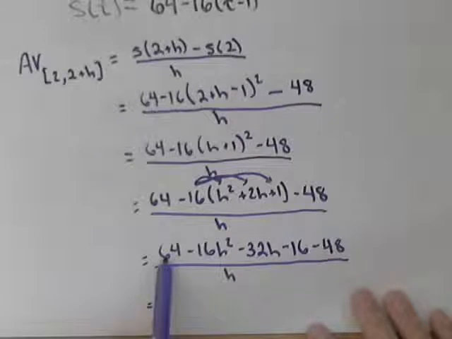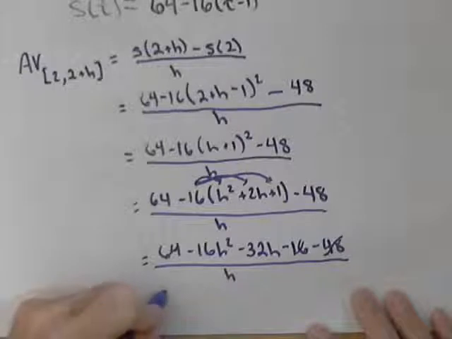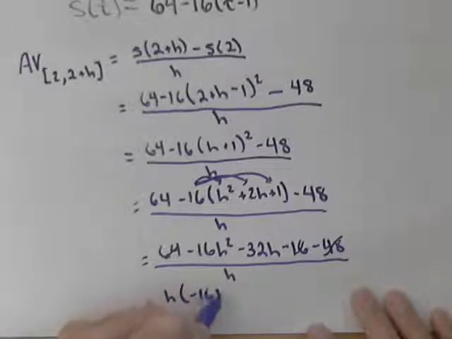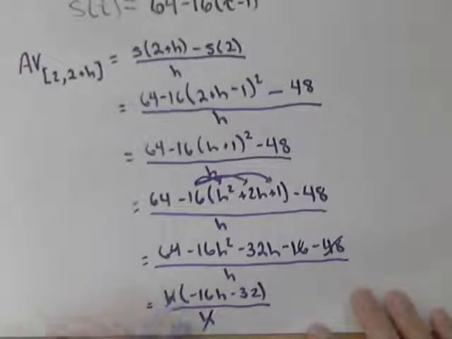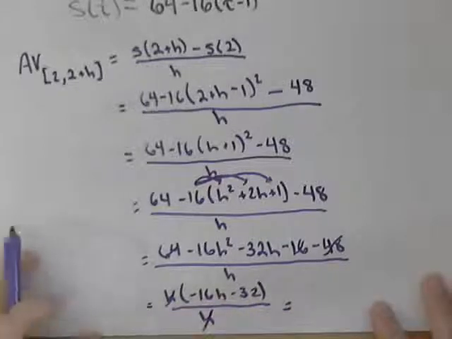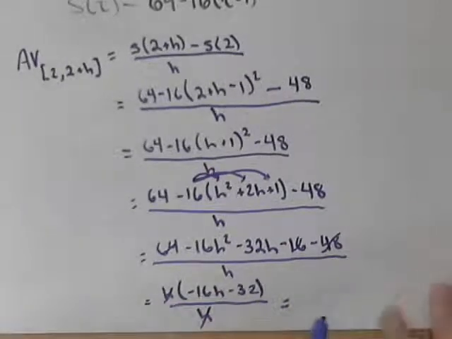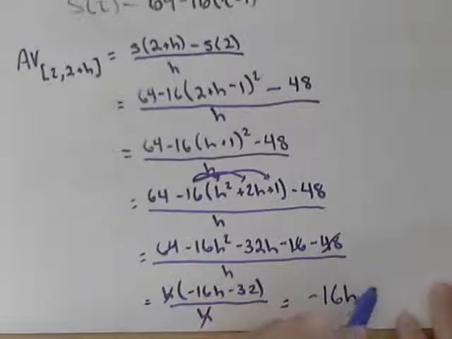Look at this, I got 64 minus 16 is 48, minus 48 is 0, so those are going to cancel. So I get left with negative 16H squared minus 32H over H. So I'm going to factor an H out of that. So H times negative 16H minus 32 all over H. Those H's will cancel. And so, simplified, I get negative 16H minus 32.